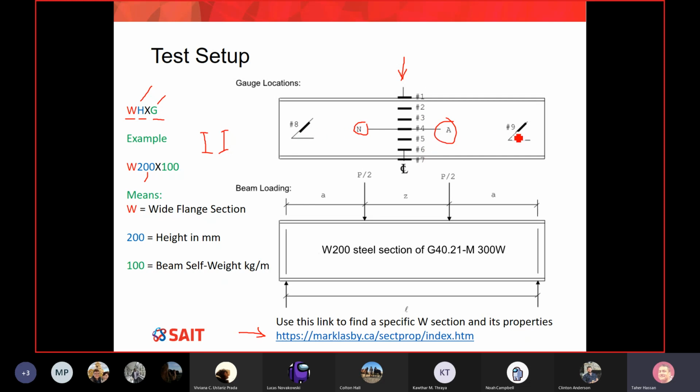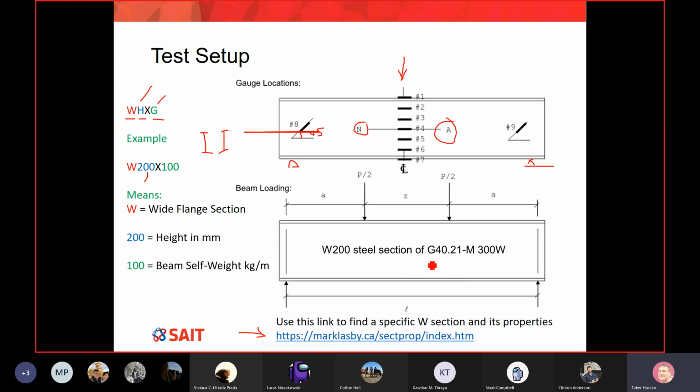How about number 8 and number 9? You can see they are not in the middle, they are just above the support, and you can see the support is here, so they are above the support. And one more thing is they are oriented at 45 degrees. So this angle here is a 45-degree angle, okay? Because this is connected to our discussion later on.